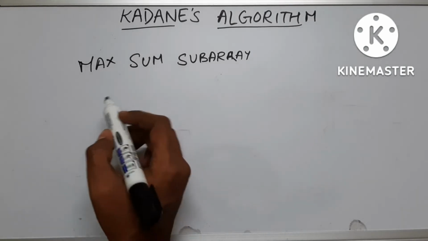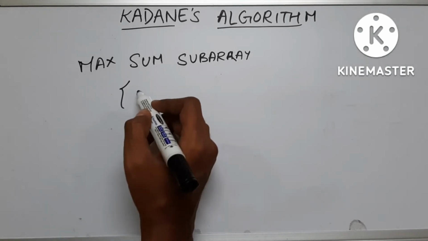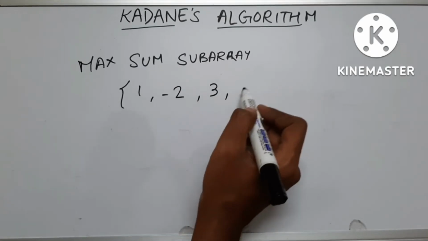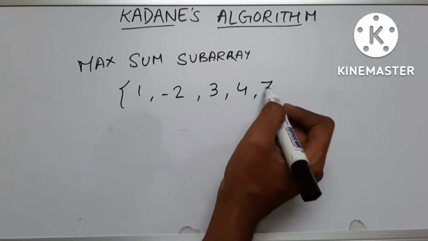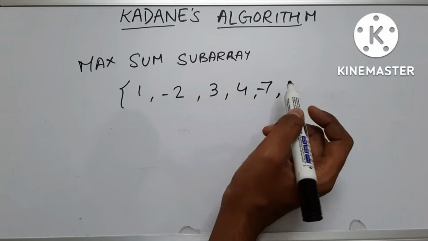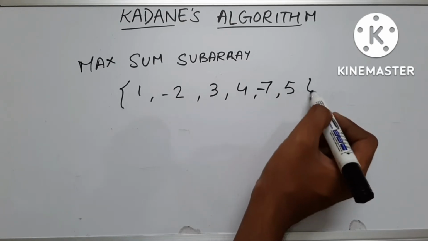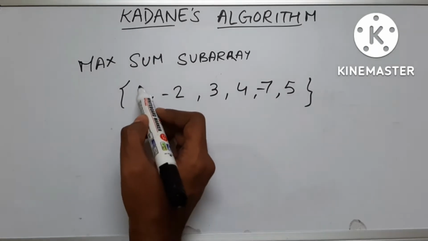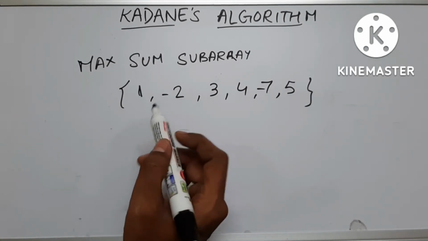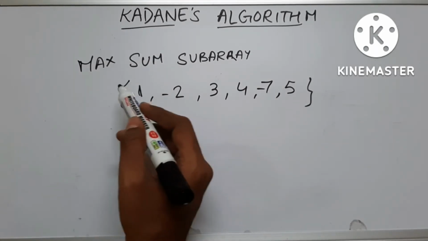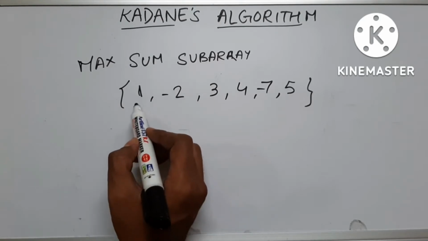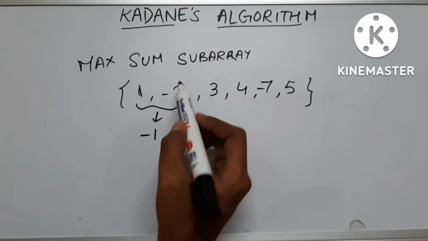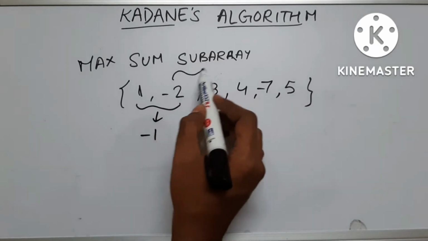So what is this? Let's say we have an array. We have 1, minus 2, 3, 4, 7, minus 7 and 5. What we have to do is find a subarray, and that subarray's sum should be the maximum. Let's say we take this as a subarray. What is the sum of these two? This is minus 1.